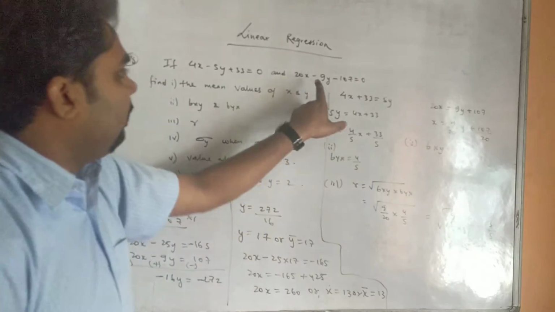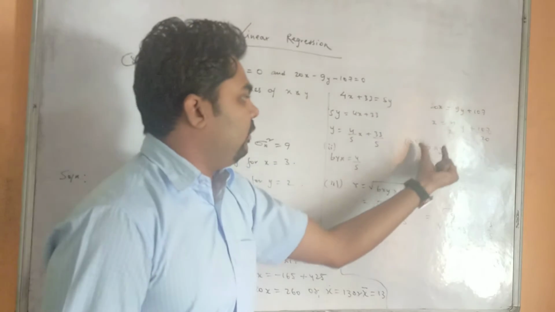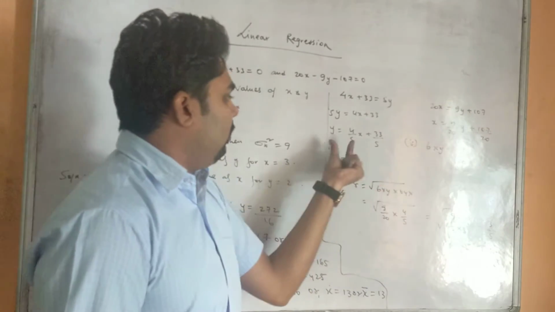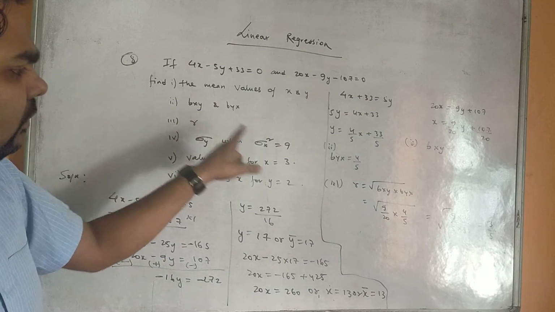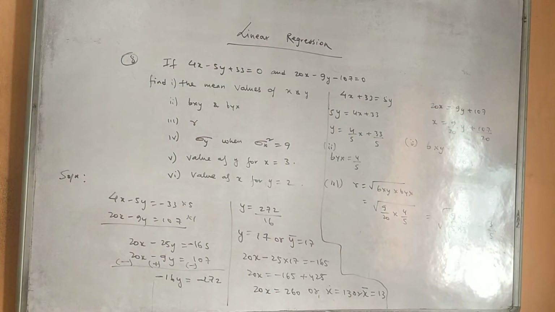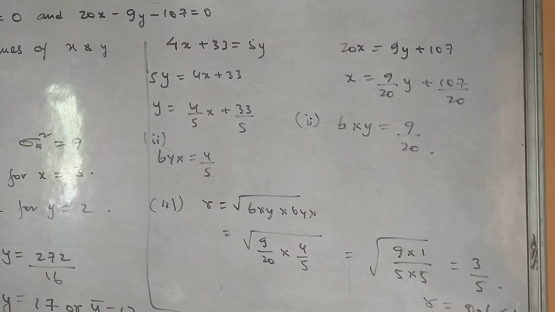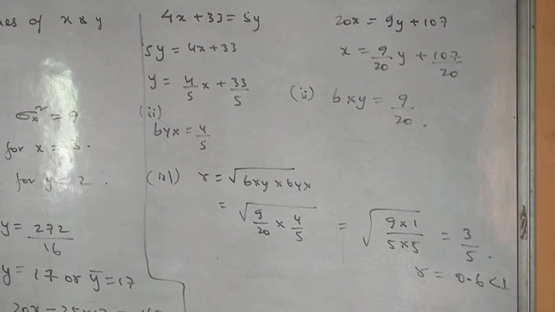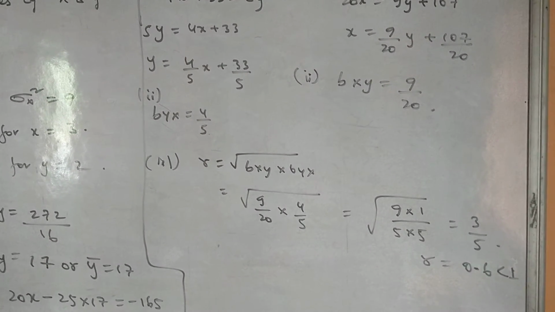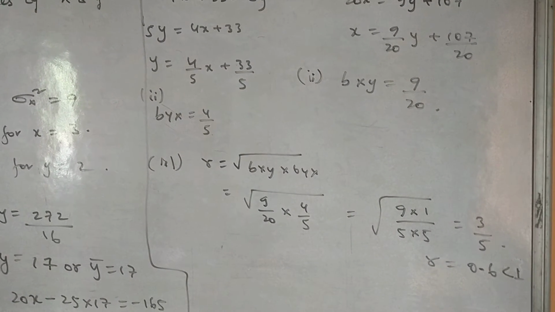Similarly, in this equation the coefficient of x was bigger, so I have taken the two terms to the other side and we got the value of bxy. So this is our second answer. Third answer, we have to get the value of small r equals root under bxy into byx. So after getting byx and bxy, we need to get the value of r, that is root under bxy into byx. Substitute the values of bxy and byx, that is 9 by 20 into 4 by 5.